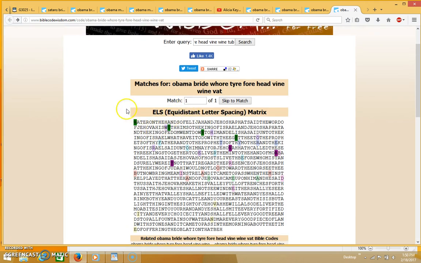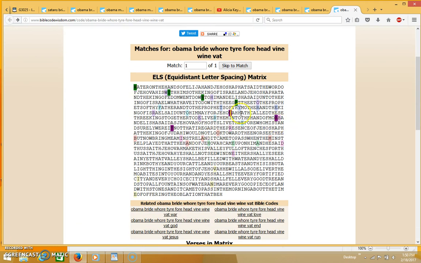Over here you see the word wine coming up in the green, the letters W, I, N, E. You see the word vat coming up in the burgundy with the letters V, A, T, and then you see the word vine coming up in the yellow, and it's sharing the V in Jehovah. Of course, Jesus is the vine and we are the branches. And over here you see the letter V, and then I, N, E.